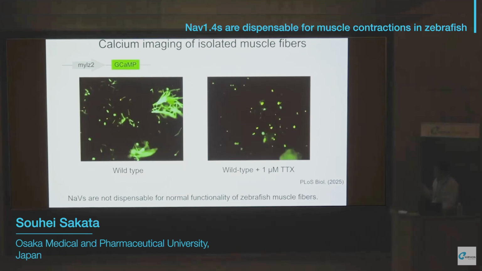And in the presence of TTX, we applied acetylcholine from the right side. I applied it manually, so acetylcholine diffused, and fluorescence intensity increased like this. Given this result, we had no choice but to conclude that NaV is not always necessary for muscle contraction.